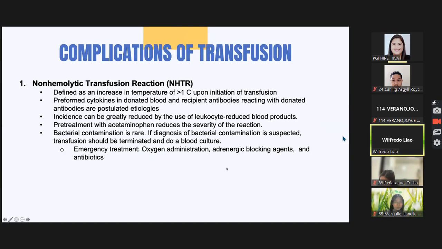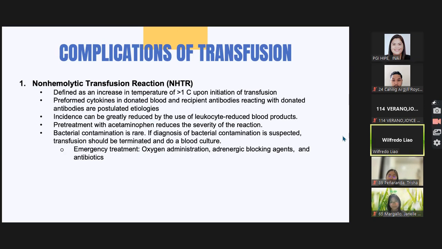That's why your blood should be given within 6 hours only to prevent bacterial contamination. And once it is plugged in, you can no longer return it. You have to throw it out. And once you get the blood from the laboratory, it cannot be returned if used.